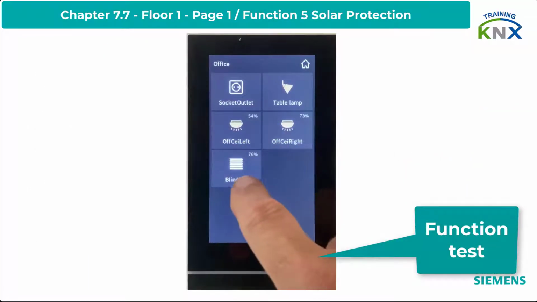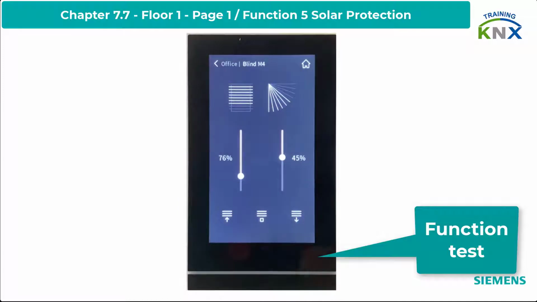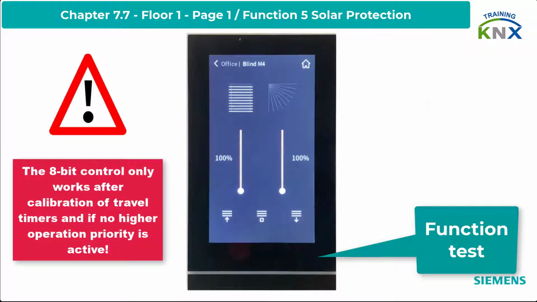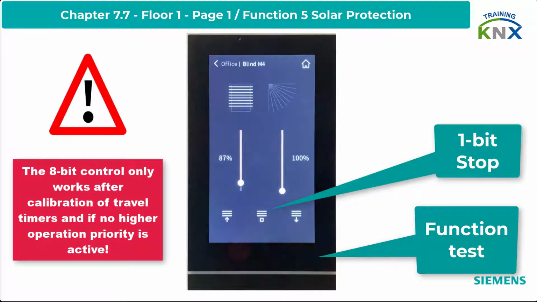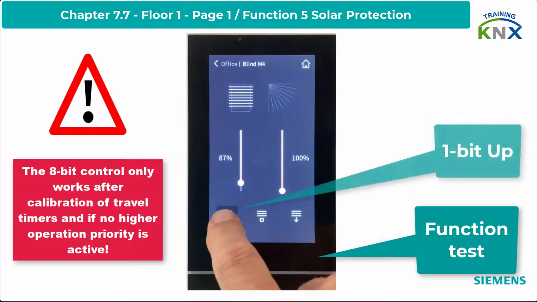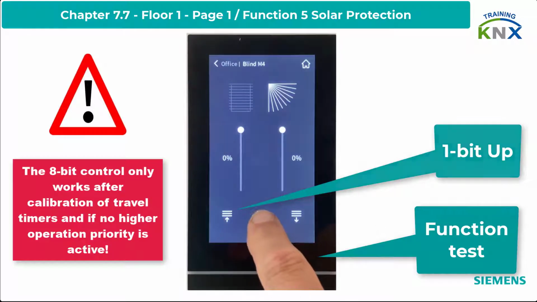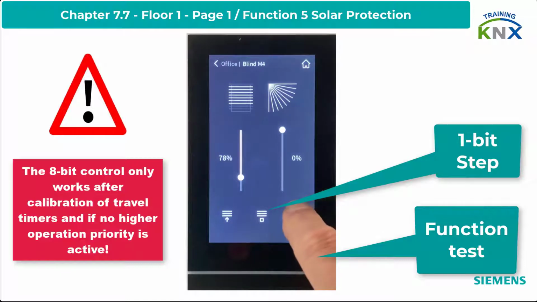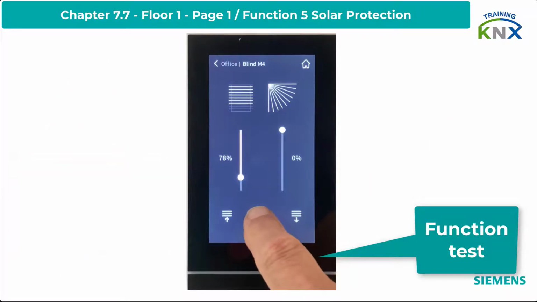Simply pressing the button takes you to the detail page for solar protection control. Please note, the 2 8-bit functions are only executed if the actuator has been calibrated beforehand, that is, travel time determination after application download by an unstopped travel command.